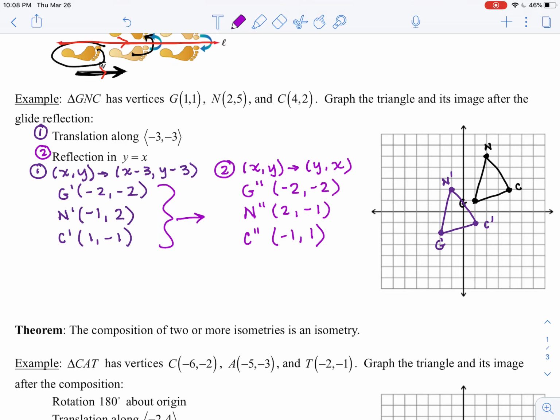On the same graph, plot the points for G double prime, N double prime, and C double prime. Remember that for a point that doesn't move, we put this little slash and then the other name for the point. And here's our final image, our triangle after both the translation and the reflection.